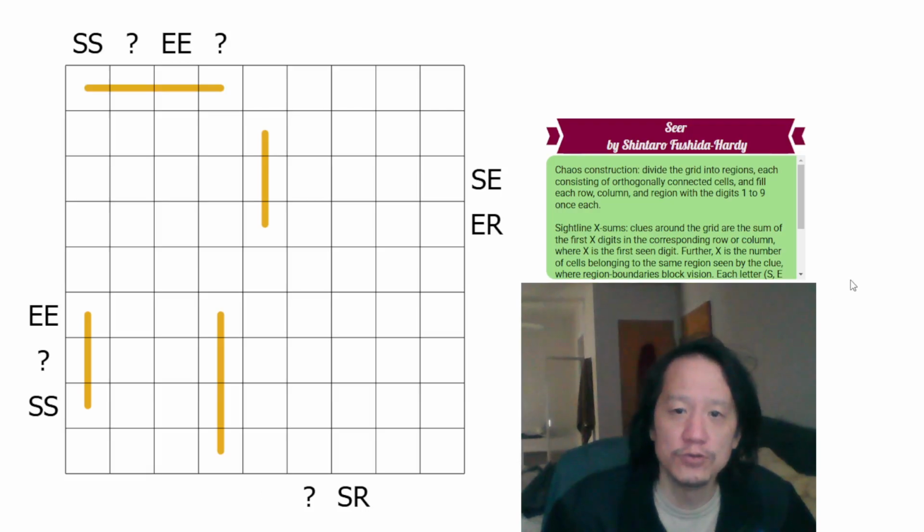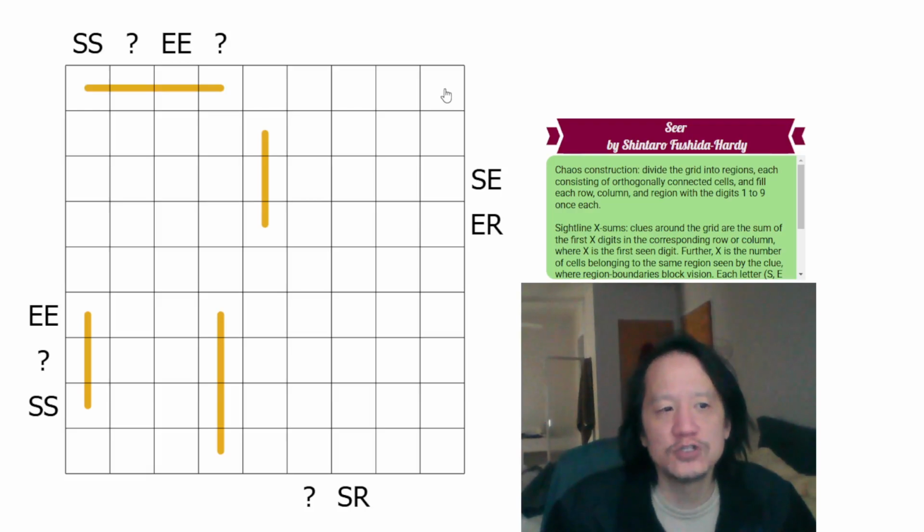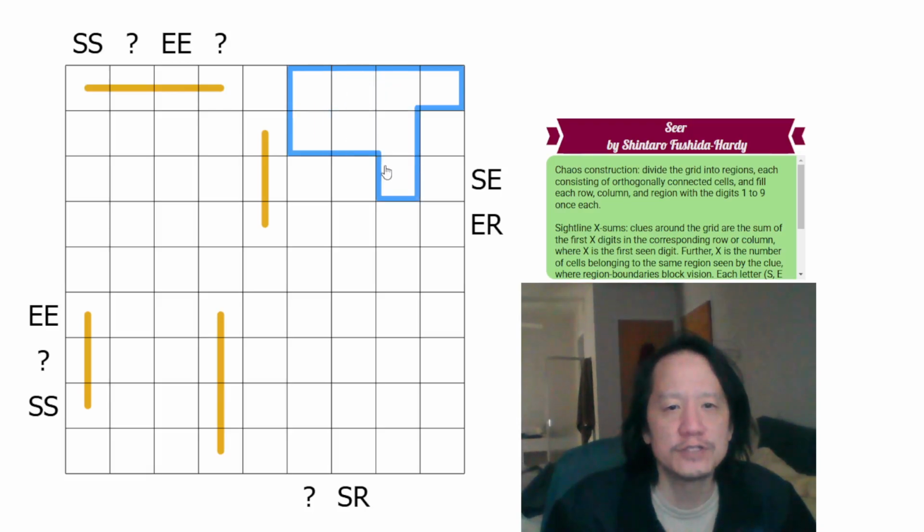And here are the rules. Chaos construction. Divide the grid into regions, each consisting of orthogonally connected cells, and fill each row, column, and region with the digits 1 to 9 once each. So orthogonally connected just means that they have to be sharing an edge with another cell in the region.